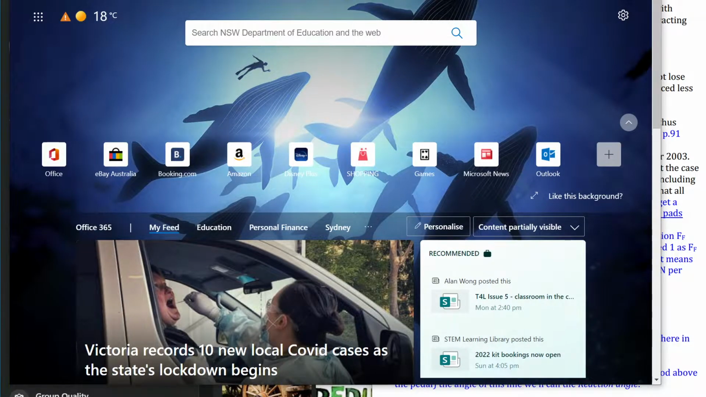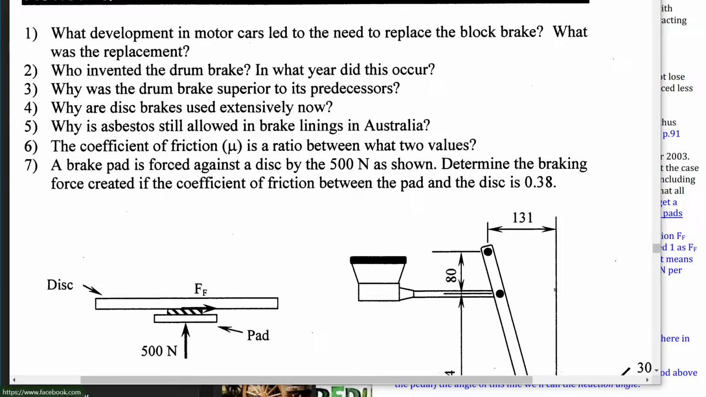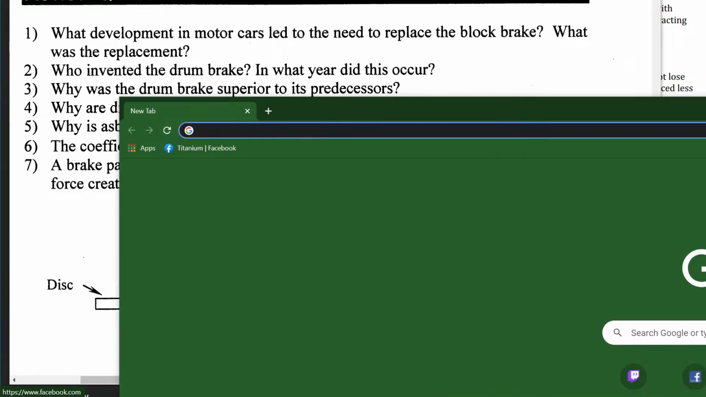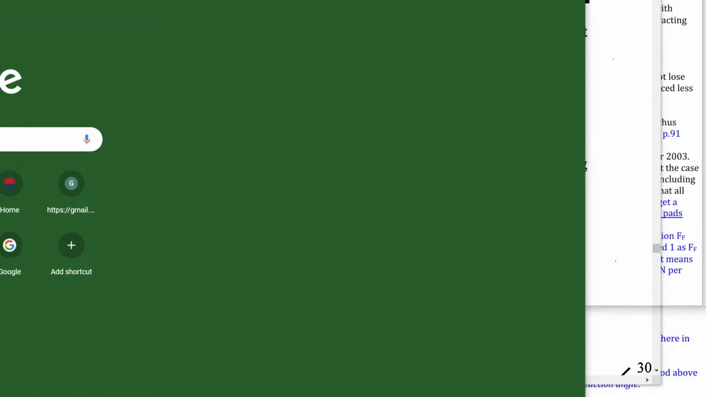Wait, that's not a tab. I'm used to there being a tab there. We'll just go from off this one. We'll go just like that.